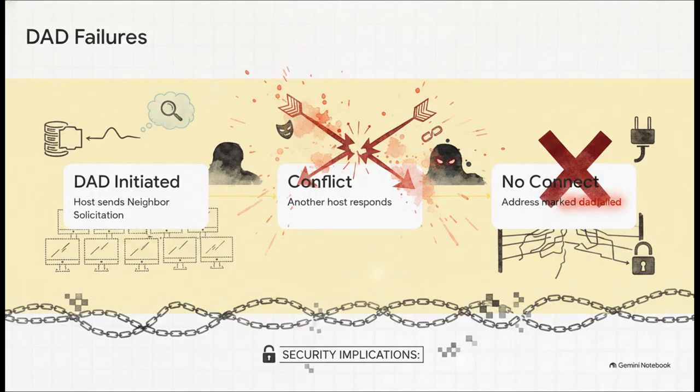Now, think about the security implications there. A cloned virtual machine with an identical MAC address, or just some malicious rogue device on your segment, can intentionally trigger this failure. They can execute a silent local denial of service attack, leaving the address totally unusable.